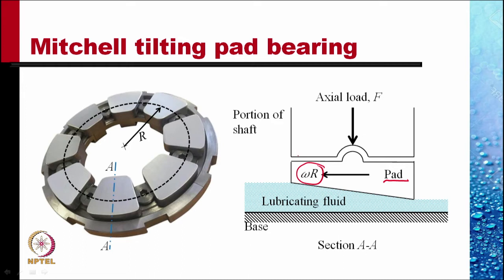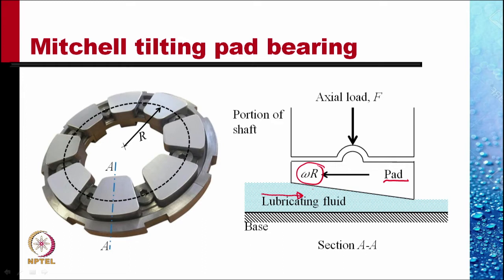If r is the radius at which the pad is attached, then it adjusts itself in such an orientation so that the lower surface is tilting. And now the lubricating fluid is pushed across this in this direction. It forms a channel which is a converging channel for the flow.